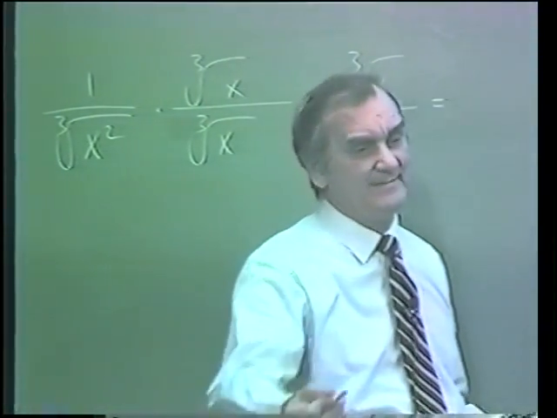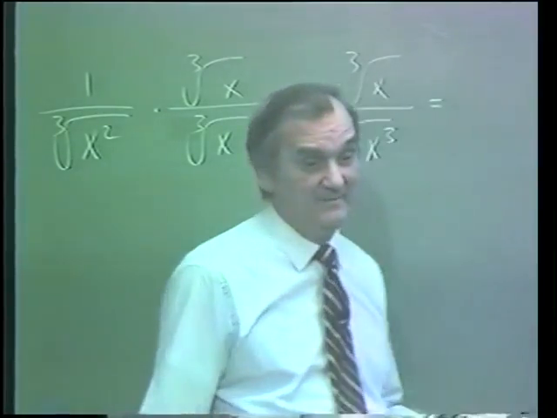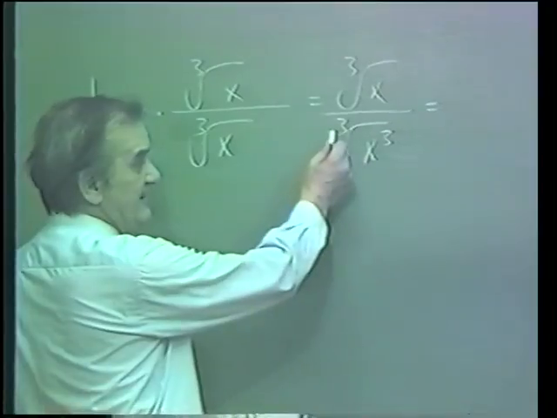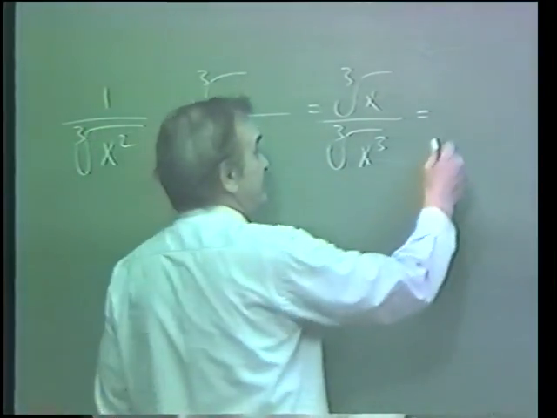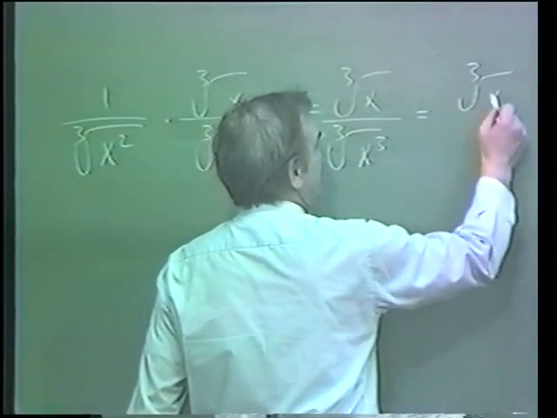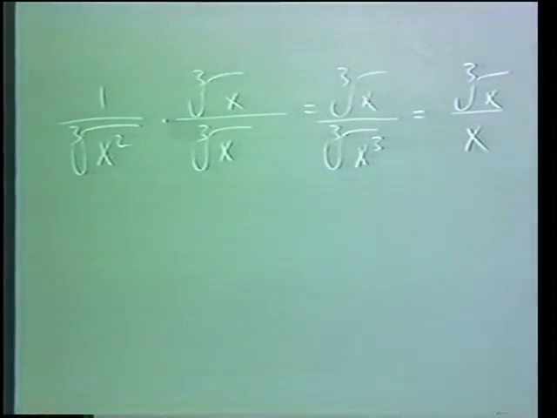The 10th root of x to the 10th is x. The nth root of x to the n is always x. You see, if you take this out of radical form, you get x to the 3 over 3 power, which is x to the 1st. So you have the cube root of x over x as your answer. Number 45.